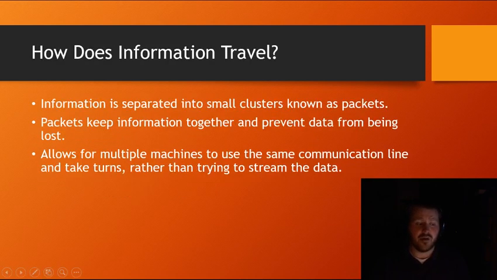All right, so first topic today is going to be on how information travels on a network. When machines are communicating now, they split information up into little clusters known as packets. These packets keep the information organized and together, and prevent data from being lost. This allows for multiple machines to take turns on the network, instead of trying to stream the data all at once and create a jumbled mess.